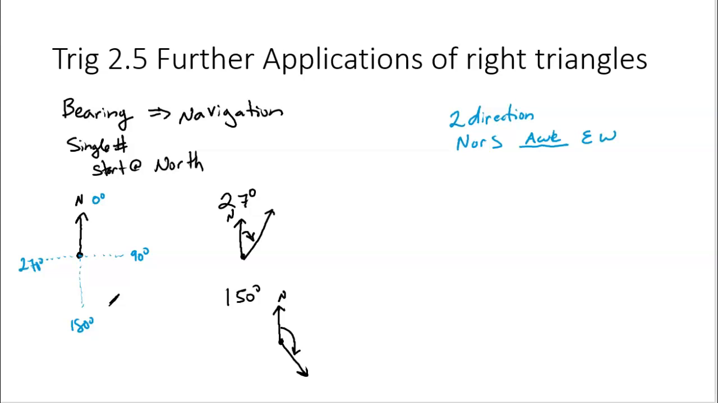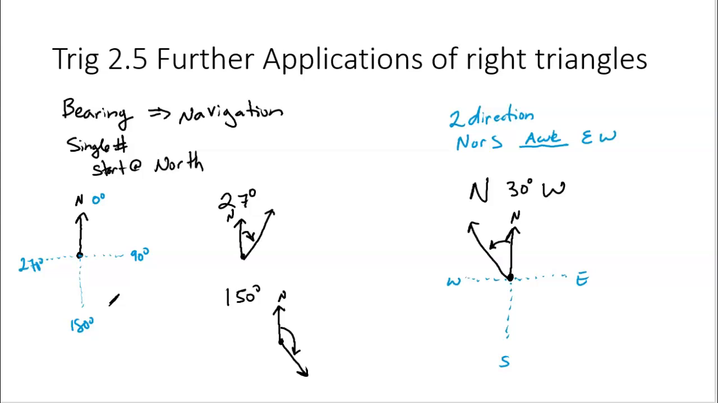So if I wanted to draw something that said north by 30 degrees west, here's my north, and down here would be south, here would be east, and over here would be west. So I'm in between my north and my west. Again, 30 degrees is how far away I am from my north line. So I'd be in this direction right here.